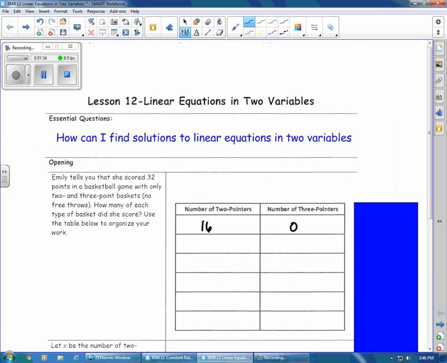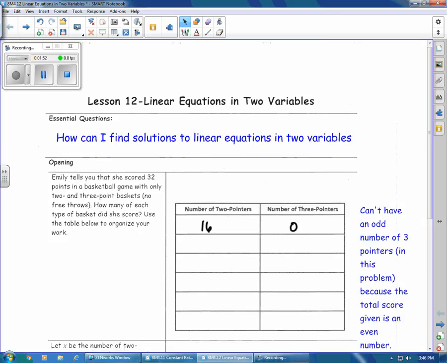Now thinking about the 3-pointers, if she scored a total of 32, she would have had to have an even number of 3-point shots. If she had one 3-point shot, it wouldn't add up to 32. It would no longer be an even number. So here's one thing to note: you can't have an odd number of 3-pointers in this problem because the total score given is an even number.